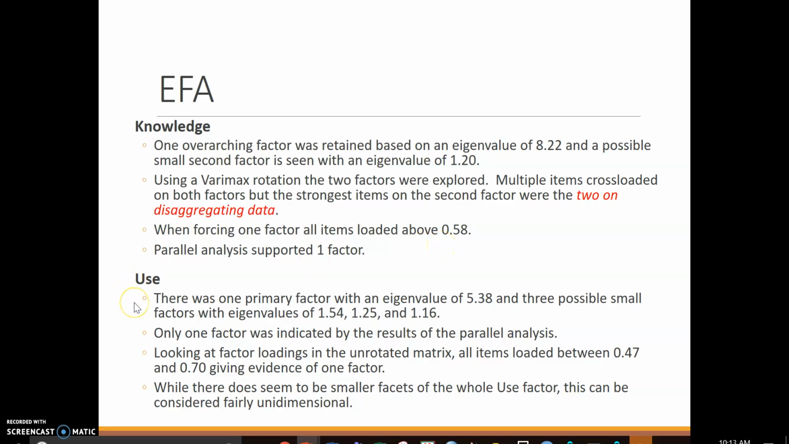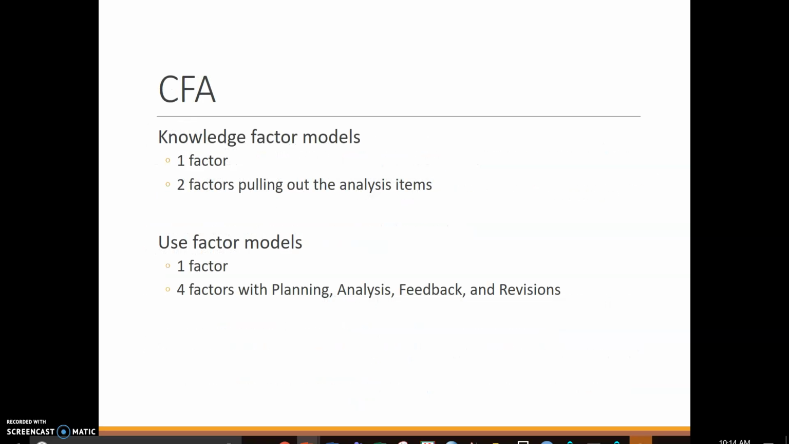For use, we see one primary factor and then three possible small factors. Parallel analysis also supports one factor, meaning these other three might be chance. When we look at the item loadings in the unrotated matrix, everything does load above a 0.4, so maybe that's a single factor. The problem is that when we look at the rotated matrix, the items that load on these three sub-factors make logical sense. So we could talk about them as a single factor, but it does make sense that there's four factors within this.